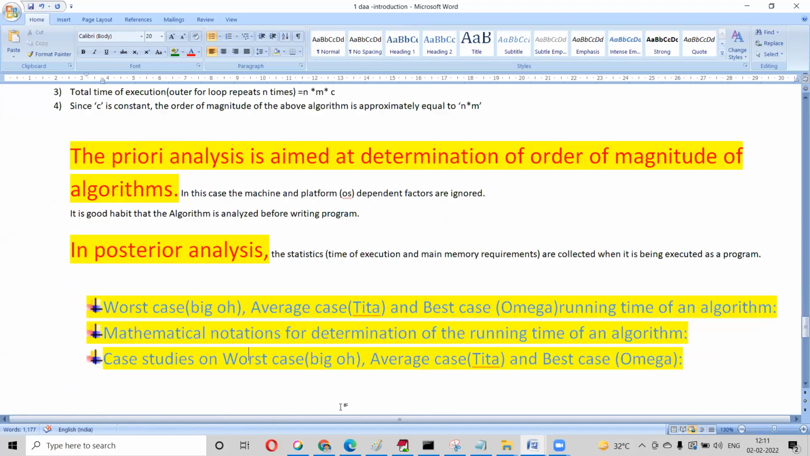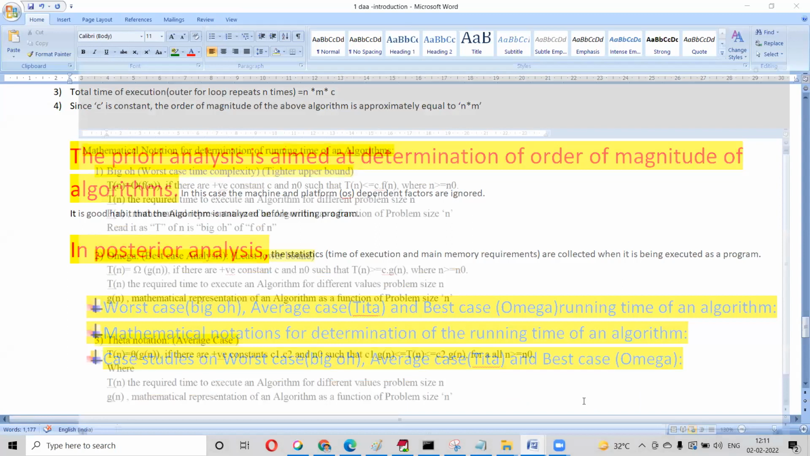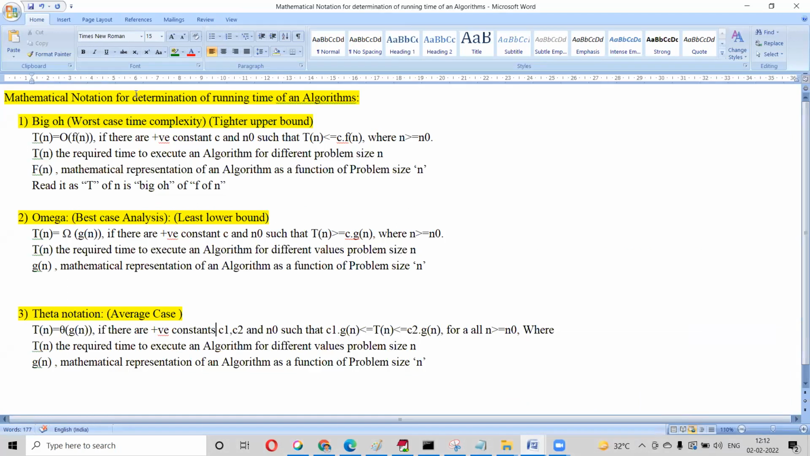All right. So now we need to think about the best case, worst case, and average case analysis, right? Best case is big O notation, average is theta notation. Now I will define mathematically what the best case and worst case are. So, the mathematical notations for determination of the running time of an algorithm.